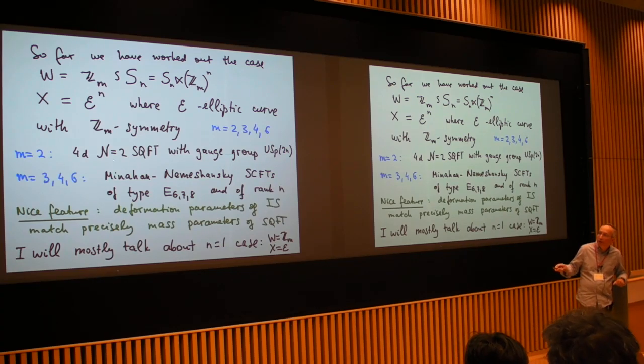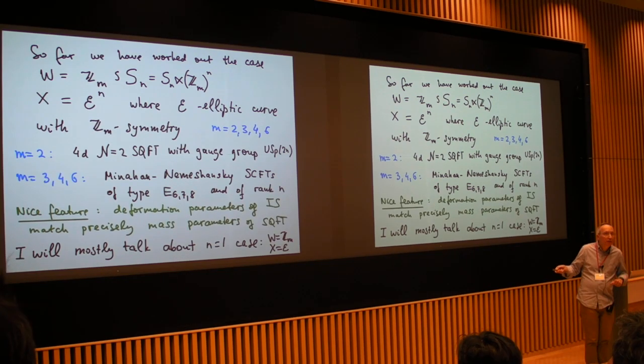the Seiberg-Witten integrable system for supersymmetric quantum theory with gauge group USp(2n). And for m equals 3, 4, and 6, you get Minahan-Nemeschansky superconformal field theories of type E6, E7, and E8.